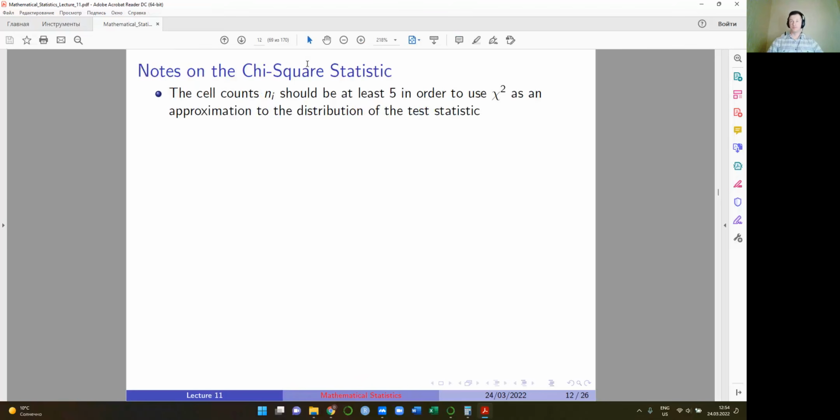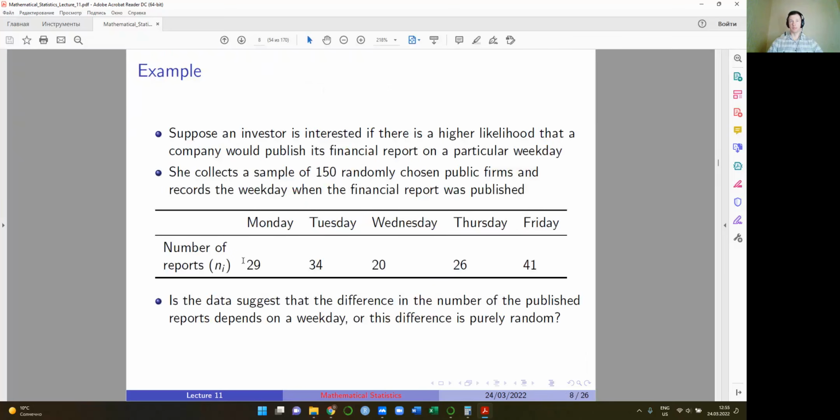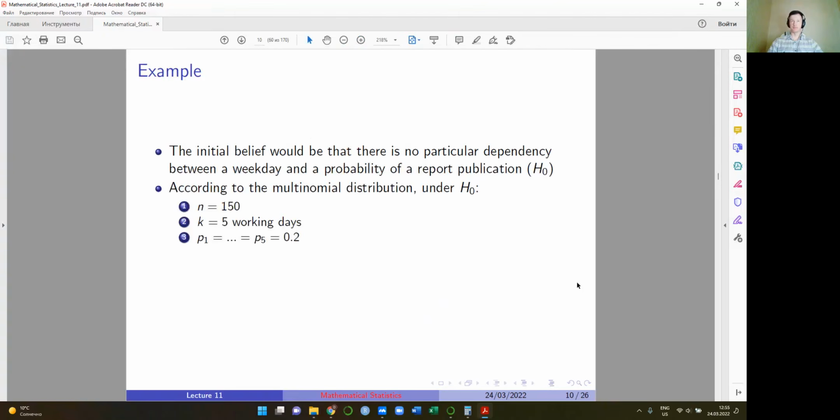So first of all, the cell counts Ni should be at least 5 in order to use chi-square. So we must verify that every number here is at least 5. If it's less than 5, there are other methods applied, which are beyond the scope of our course. But we still must verify that these numbers are greater than 5.